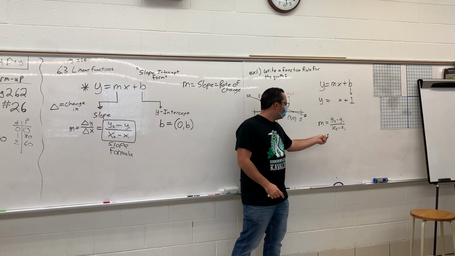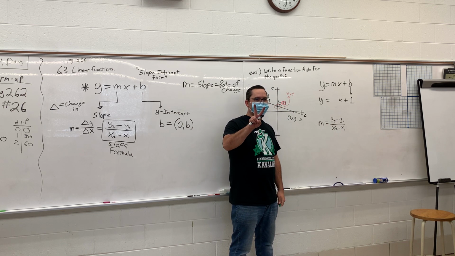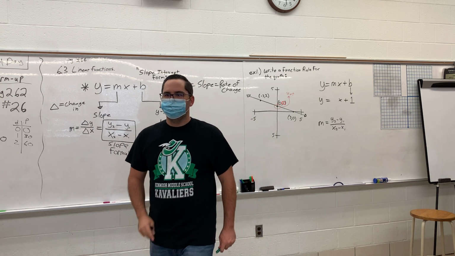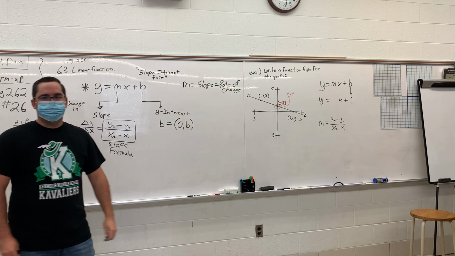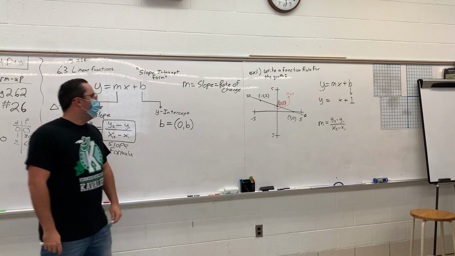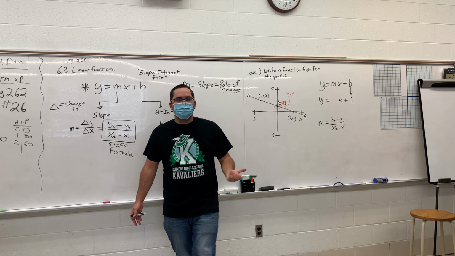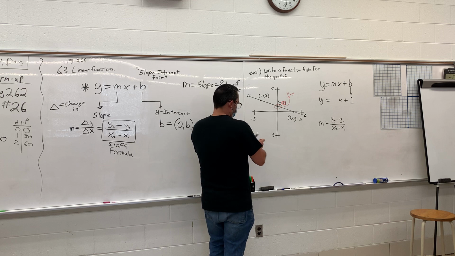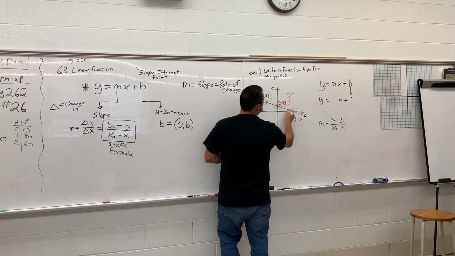How many points does this make us think we're looking at? 2. You only need 2 points to find the slope of a line. How many points do I have labeled on this line? 3. So we get to pick any 2 points we want. Generally, you want to use the ones with zeros because they're easier to calculate with, but I don't want to make it too easy for you. So let's use this point here and this point here.